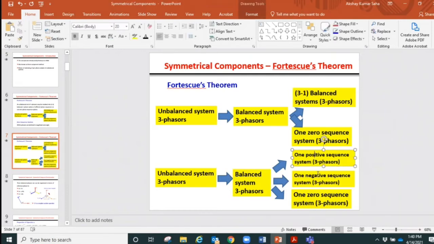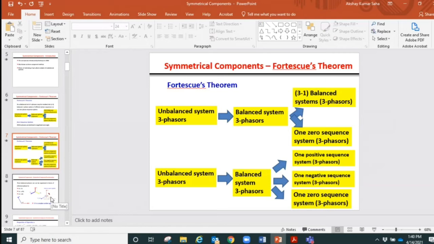From there, we get three sets of voltages. First one is the positive sequence system having three phasors. Second one is negative sequence, again balanced and having three phasors. The next one is the zero sequence system, in which all the magnitudes of the three phasors are the same and the angle between them is 0 degrees. So Fortescue's theorem helps us to resolve the unbalanced phasors of a three-phase system into balanced systems, from where the equation calculations will be easy.